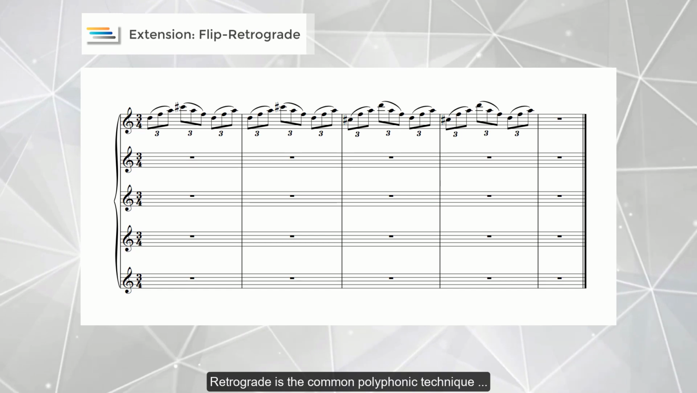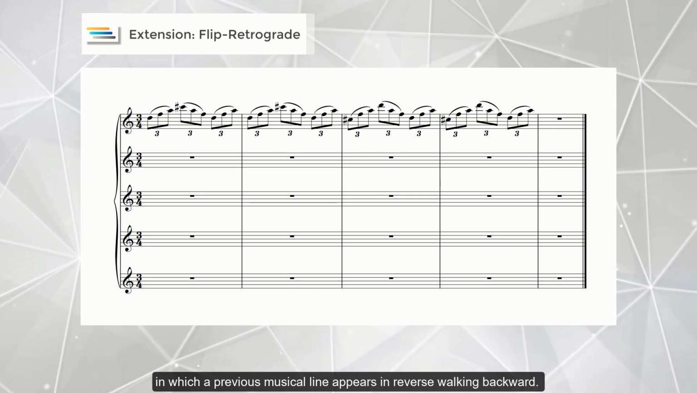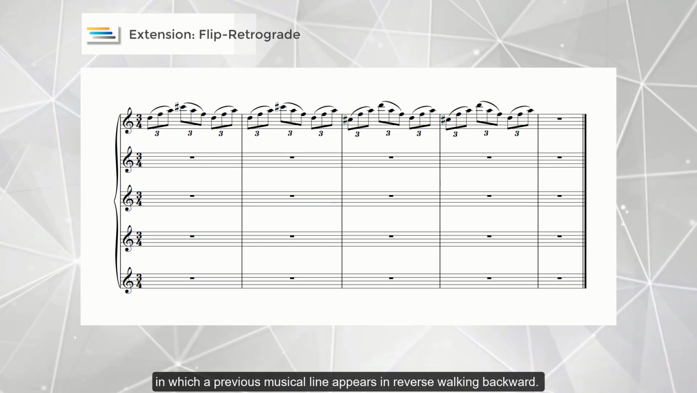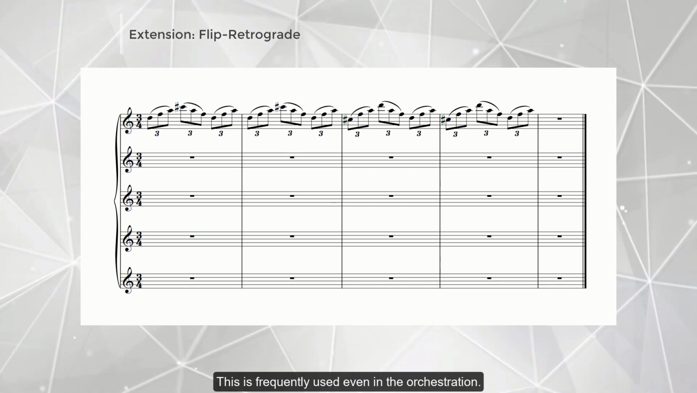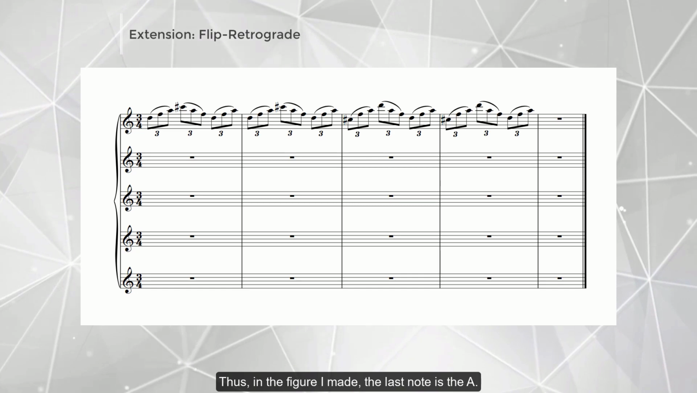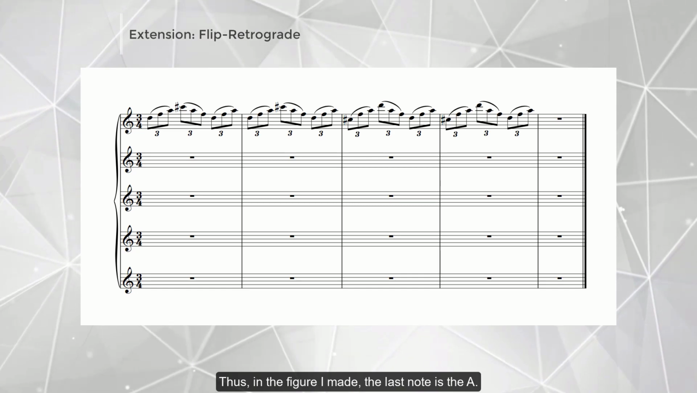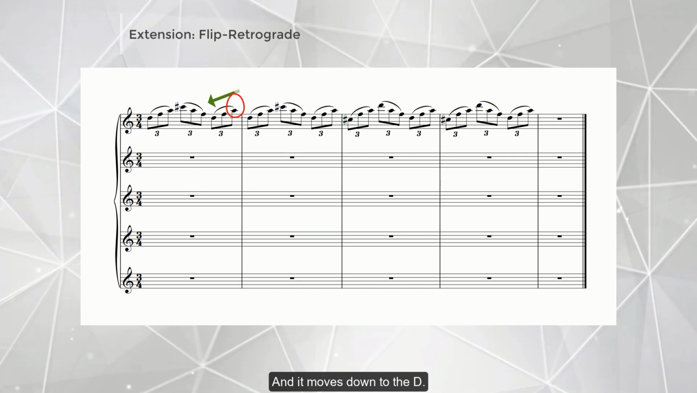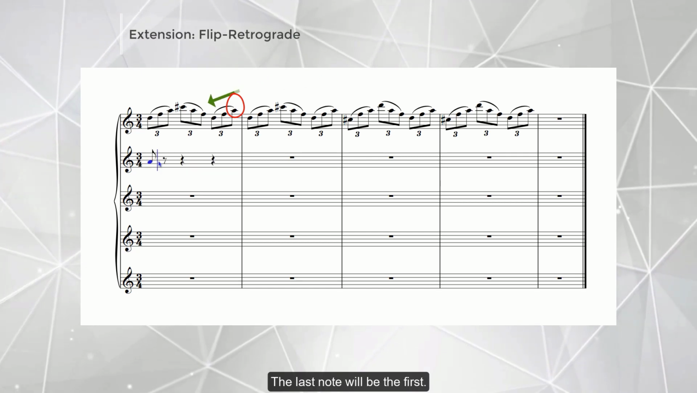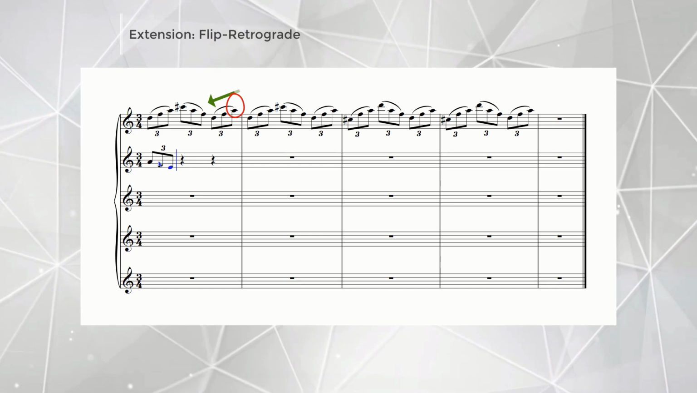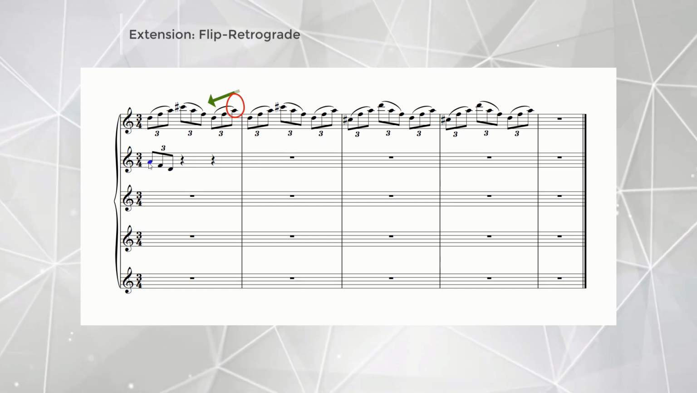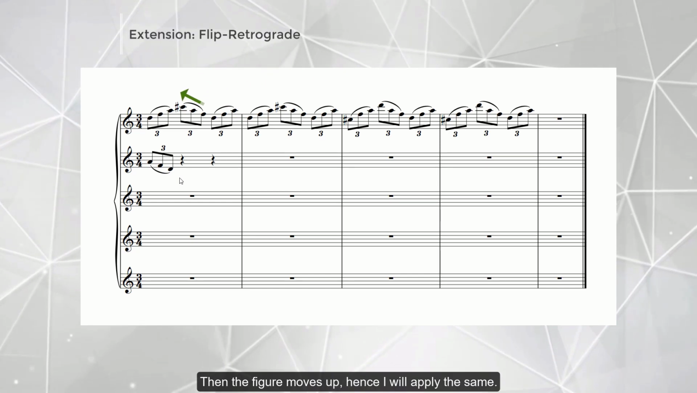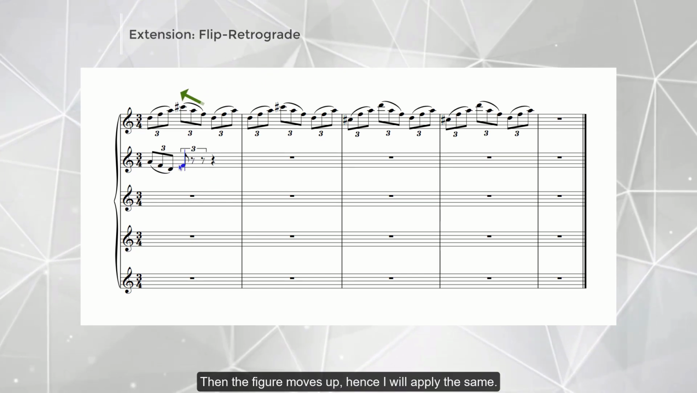Retrograde is the common polyphonic technique in which a previous musical line appears in reverse, walking backward. This is frequently used even in the orchestration. Thus, in the figure I made, the last note is the A, and it moves down to the D. The last note will be the first. Then the figure moves up. Hence, I will apply the same.